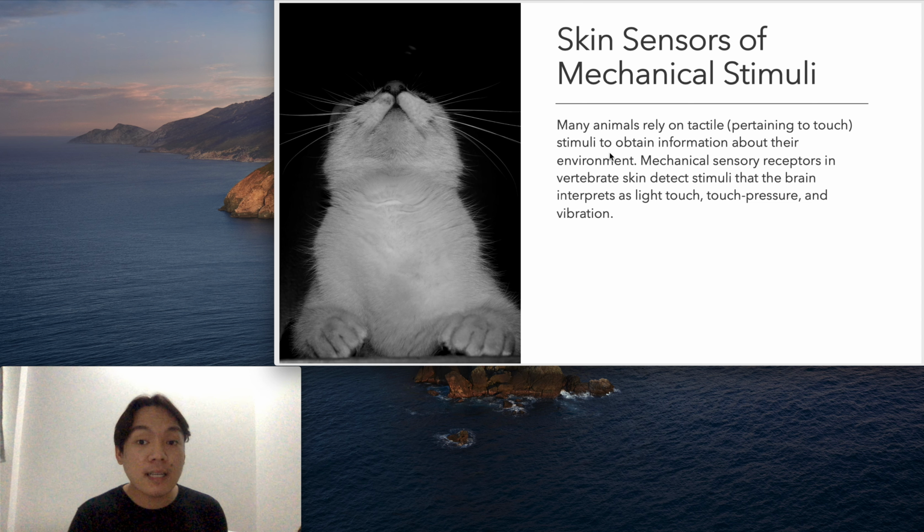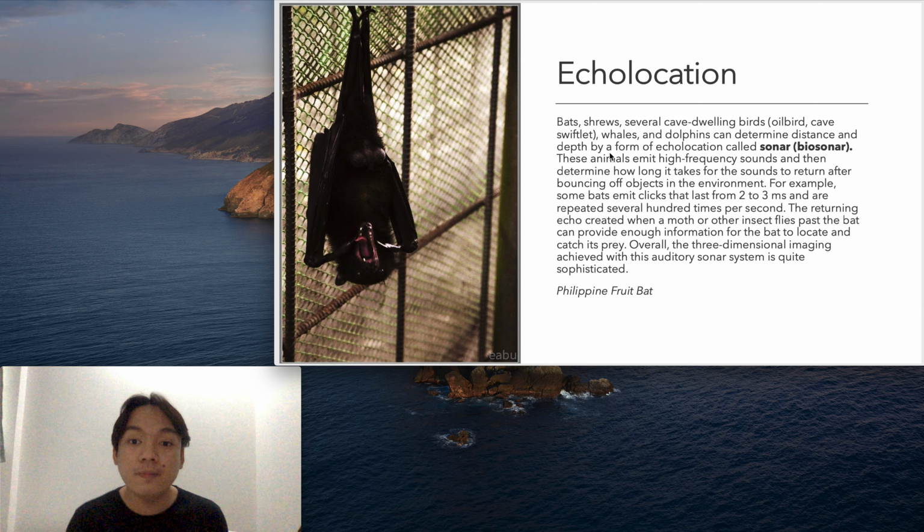So we have skin sensors for mechanical stimuli. Animals also rely on tactile or touch to obtain information about the environment. We have sensory receptors in the skin that detect stimuli that the brain interprets, such as light touch, touch pressure, and vibration.